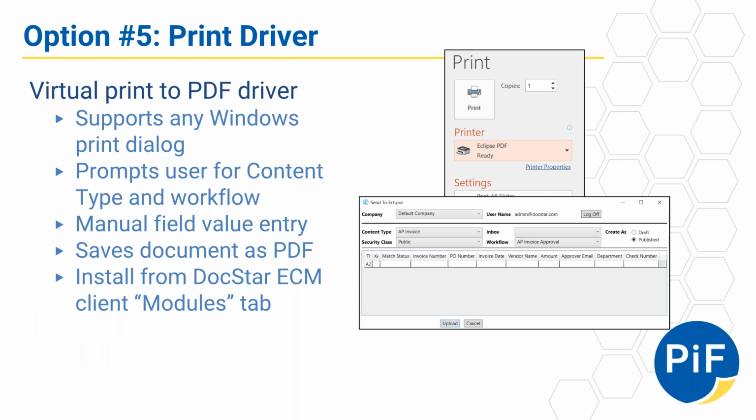You also have our print driver. I don't know if you're familiar with this, but within the DocStar client, there's a tab called Modules, and you'll see Print Import as one of those. So we'll quickly go through that. This allows you to print into the system through any Windows print dialog. And when you print, it does create a PDF. So instead of printing physically, scanning, and indexing, you print virtually. It prompts you for the content type, and you can index that document right there.